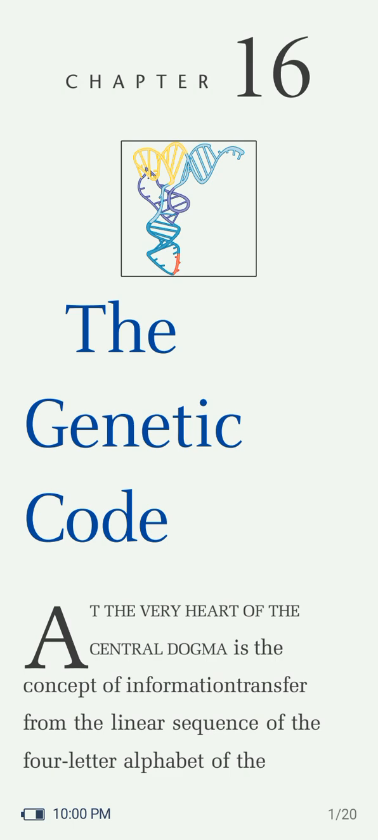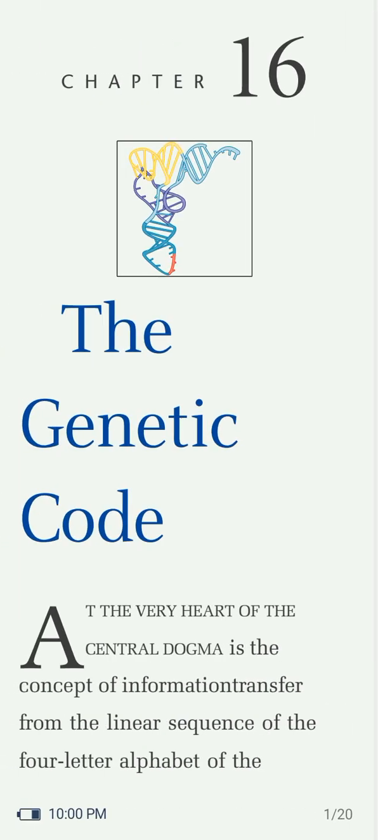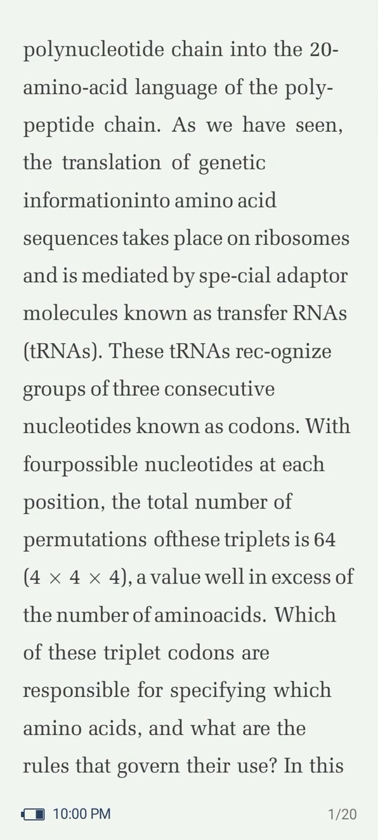The genetic code. At the very heart of the central dogma is the concept of information transfer from the linear sequence of the four-letter alphabet of the polynucleotide chain into the 20 amino acid language of the polypeptide chain. As we have seen, the translation of genetic information into amino acid sequence takes place on ribosomes and is mediated by special adapter molecules known as transfer RNAs or tRNAs.